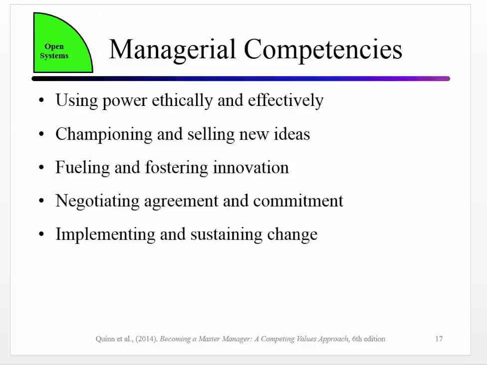Alright, managerial competencies with the open systems. You've got to use power ethically and effectively. You've got to champion new ideas. You've got to stand up in front of your team and say, look, Margaret had a great idea today. She thought that if we do things this way and change that and incorporate this new person into the team, we can make some savings. We can produce great outcomes and better quality outcomes, and we won't miss milestones like we have in the past.